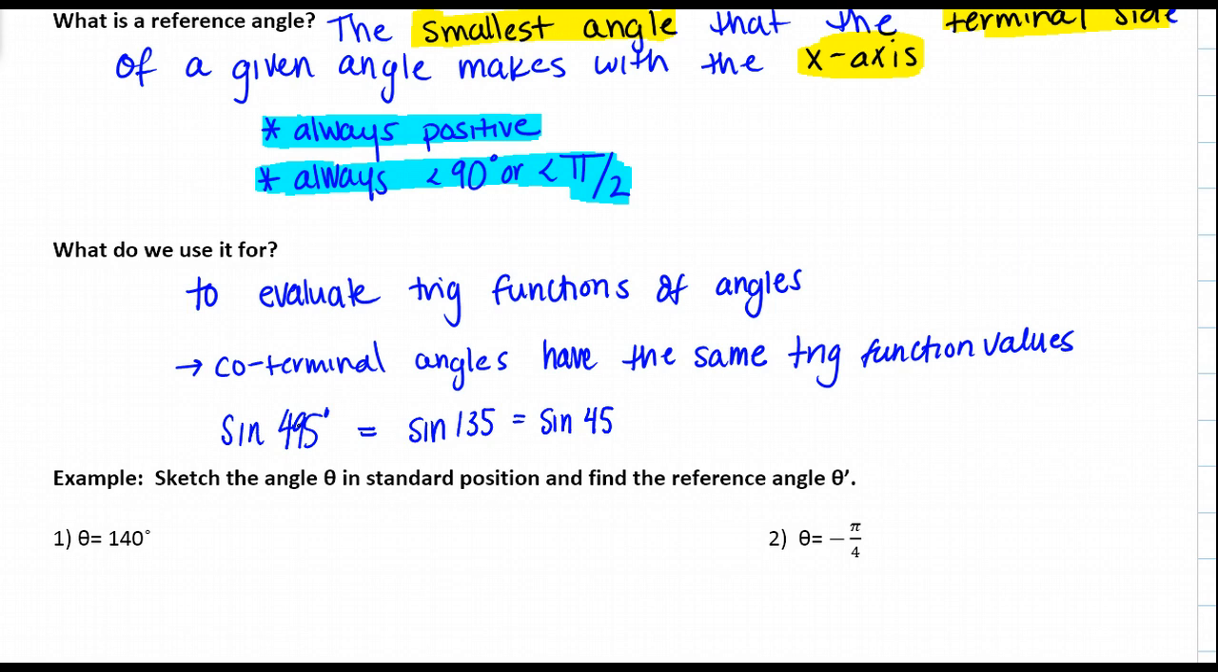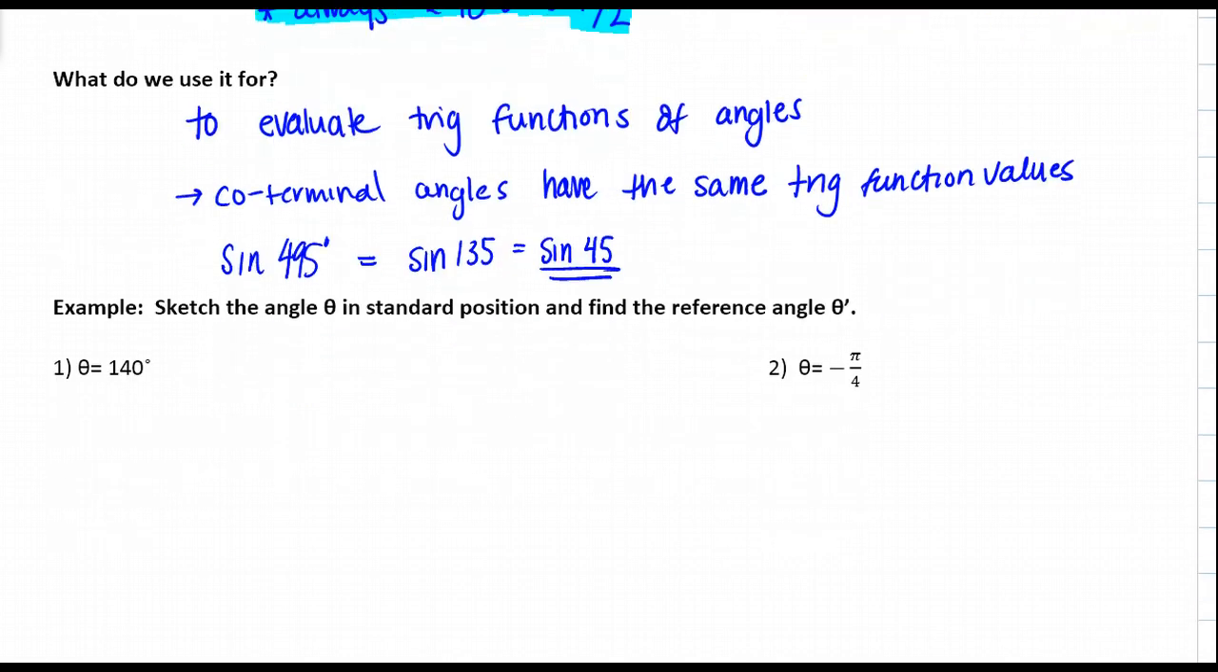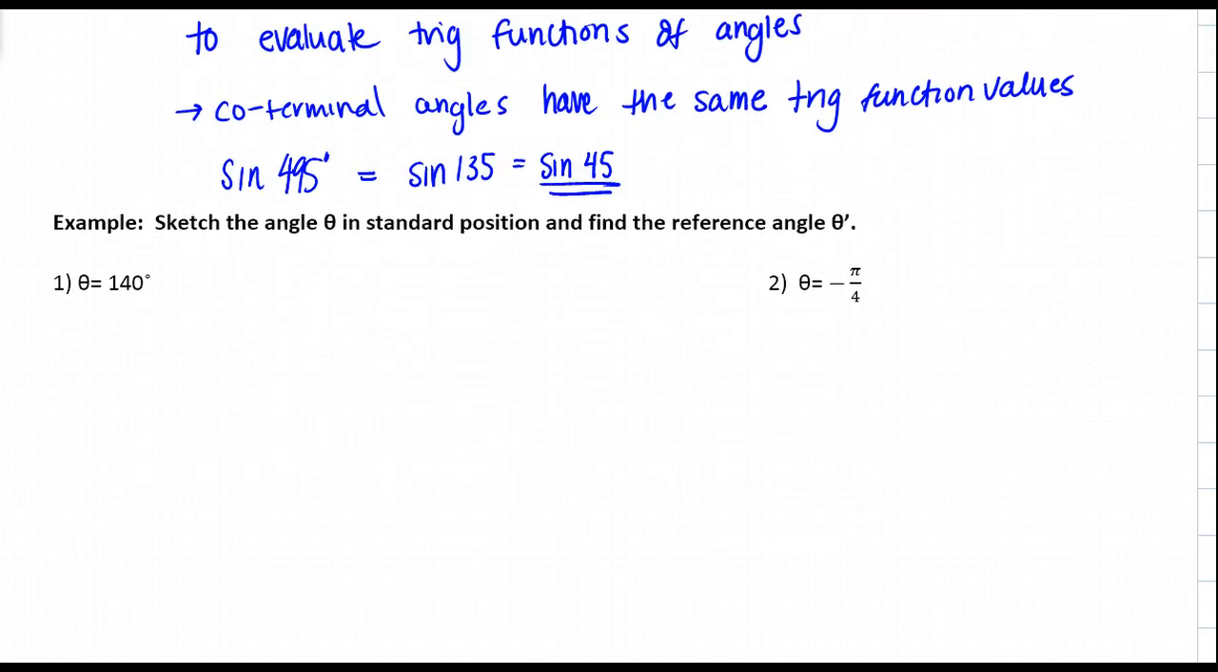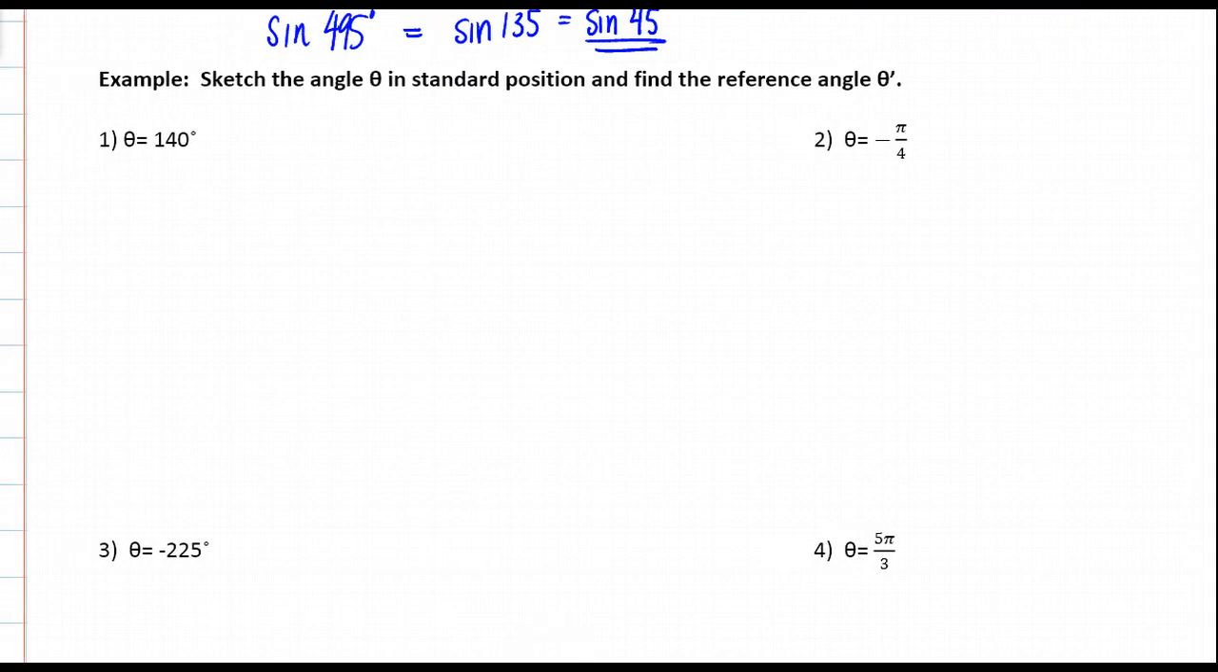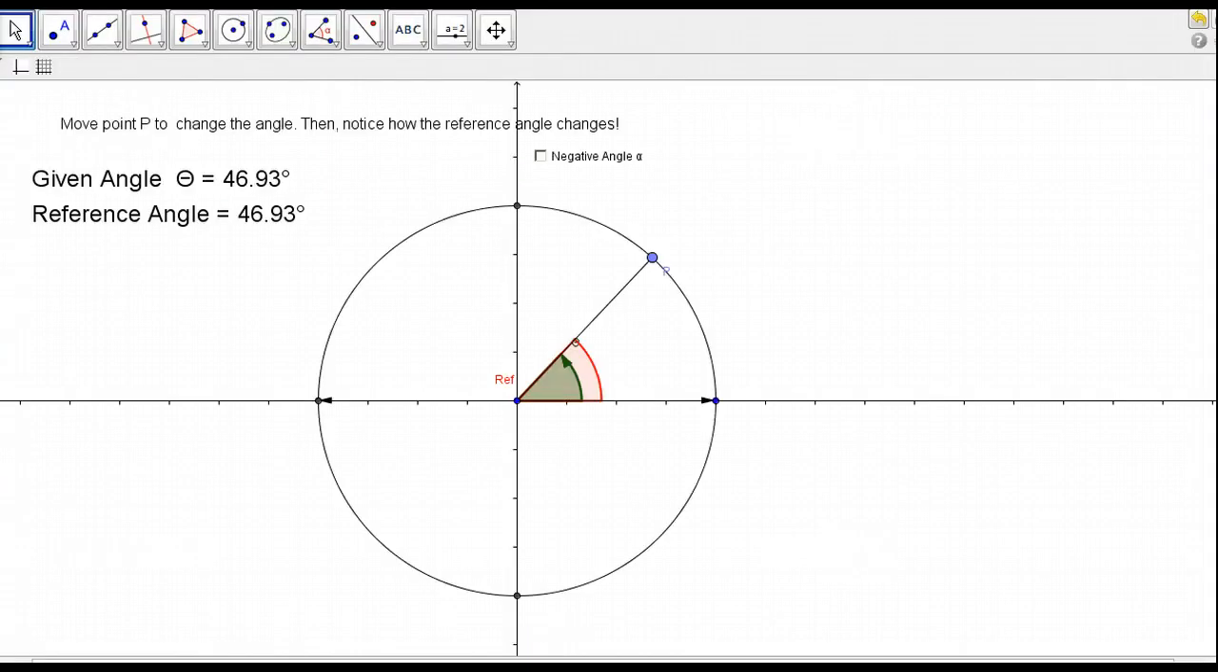And that's really the reason why we do reference angles, because the only one we would need to know is this 45, and then we can figure out infinite amounts of trig functions. So they're really important. Okay, so let's first talk about what a reference angle looks like.